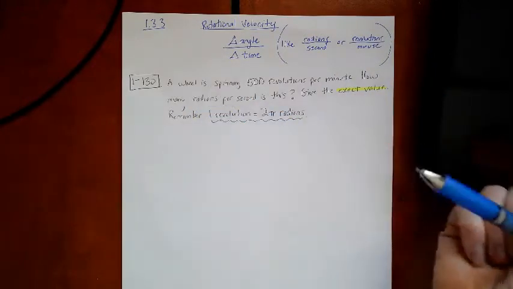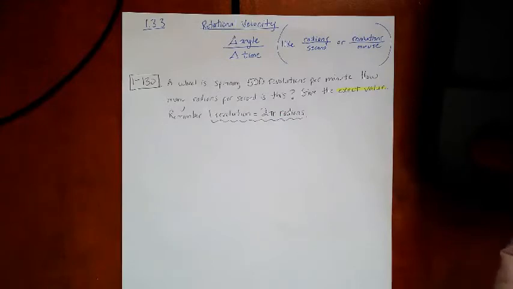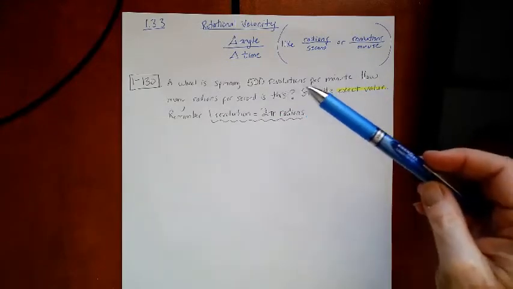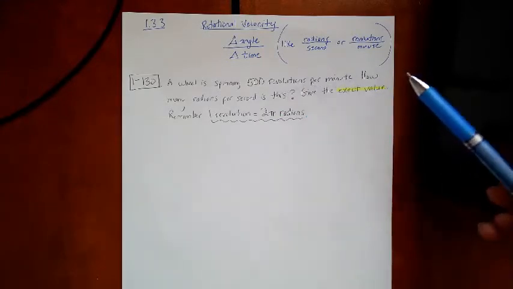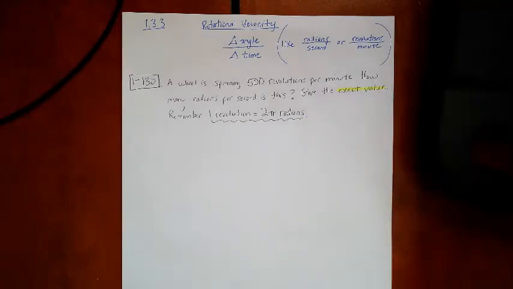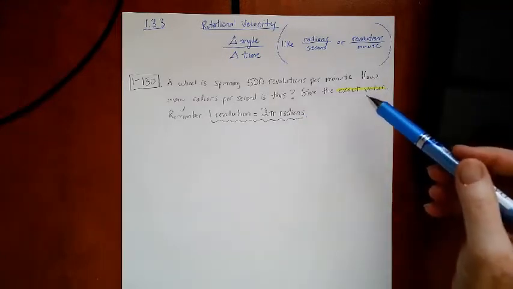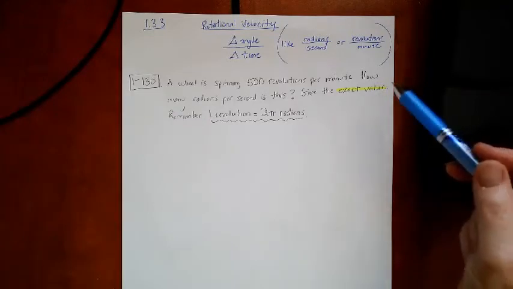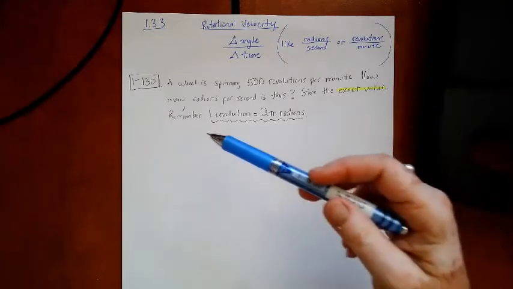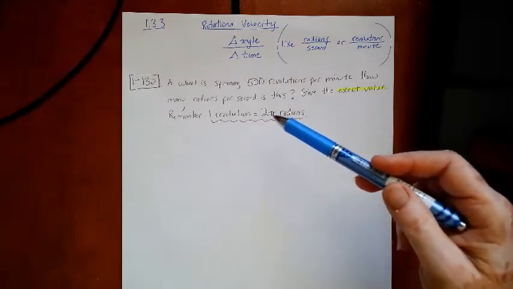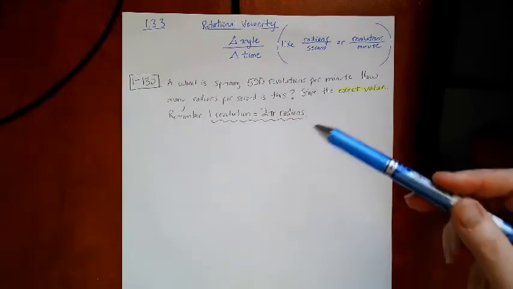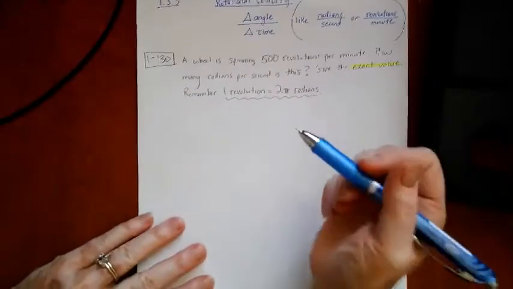So let's try a problem. Problem 1-30, a wheel is spinning 500 RPM. How many radians per second is this? Give the exact value, meaning don't give decimals from your calculator. And remember that one revolution is 2 pi radians, because we just learned that yesterday.